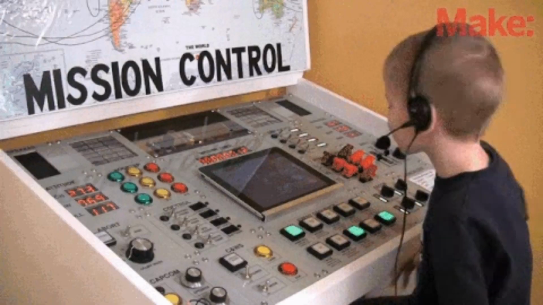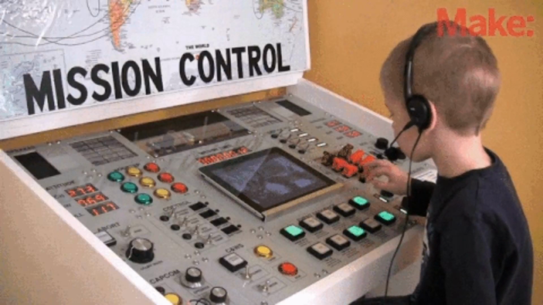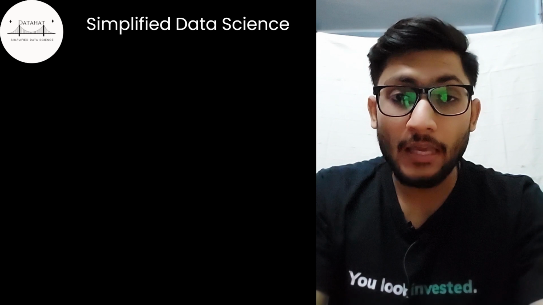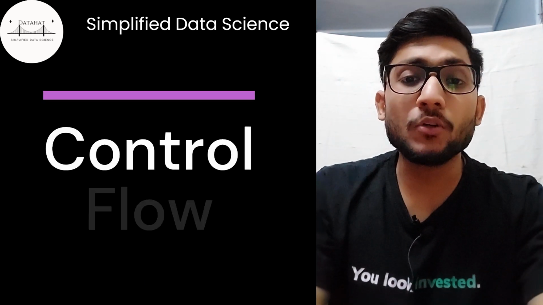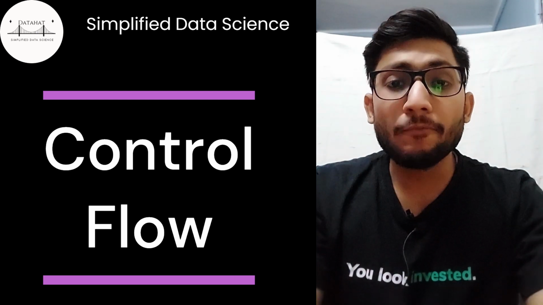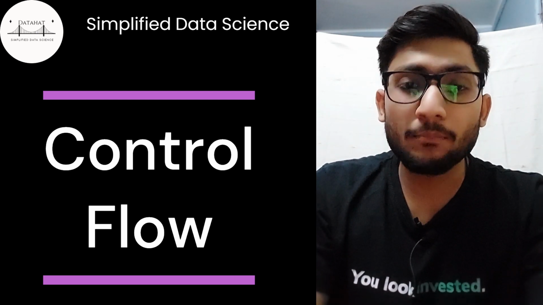You see, one of the most important things for a programmer or a developer is to have control over his program, is to have control over the development he or she is undertaking. And the primary way to have control over your program is through control flow. Today we are going to talk about control flow in Python.